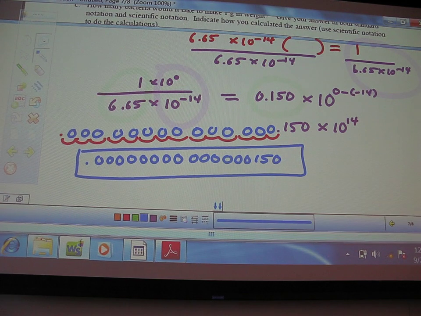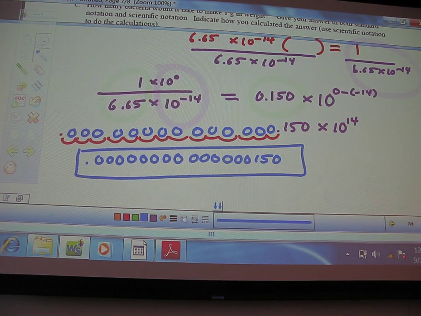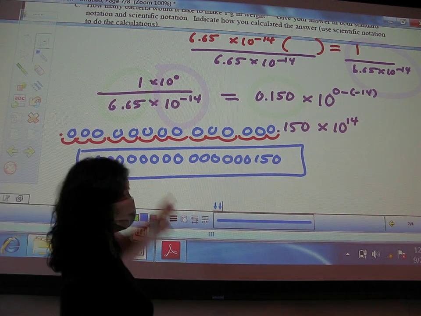Circle it. And then rewrite it in scientific notation. So scientific notation, it should be 1.50 times something. I think, wait, did you do it the opposite direction? Because it should be like 150. Oh, I'm sorry. Nobody caught that earlier. It should be a really big number. I made it a really small number.